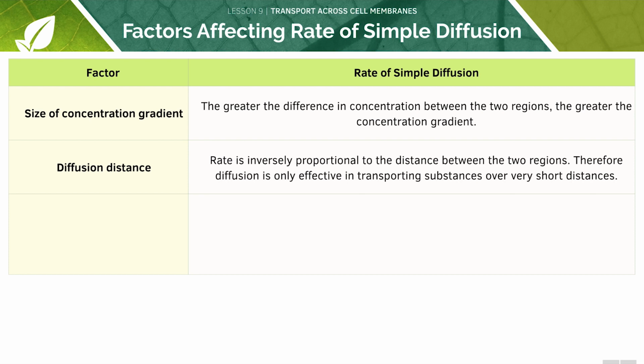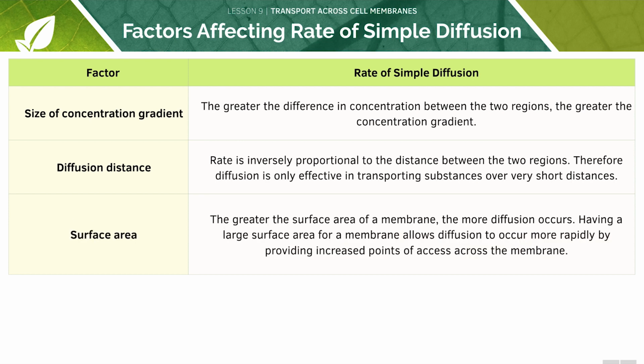Our next factor is going to be surface area. The higher the surface area, the higher the diffusion rate. Our next factor is molecular size. We know that smaller molecules will diffuse more quickly.